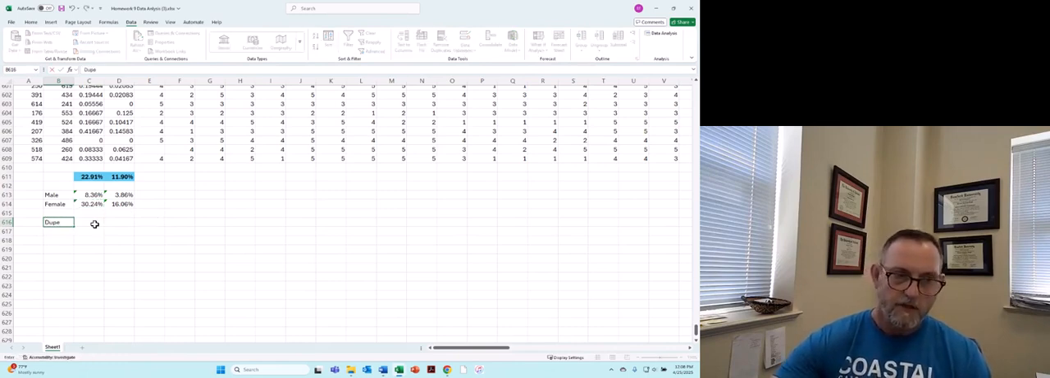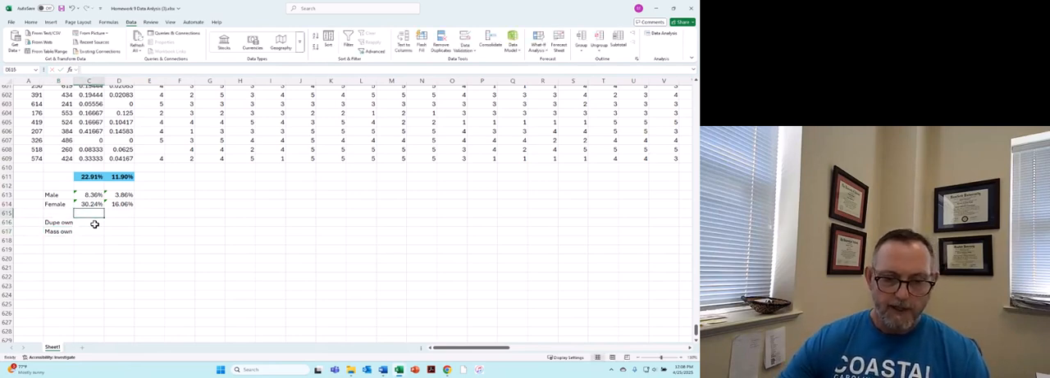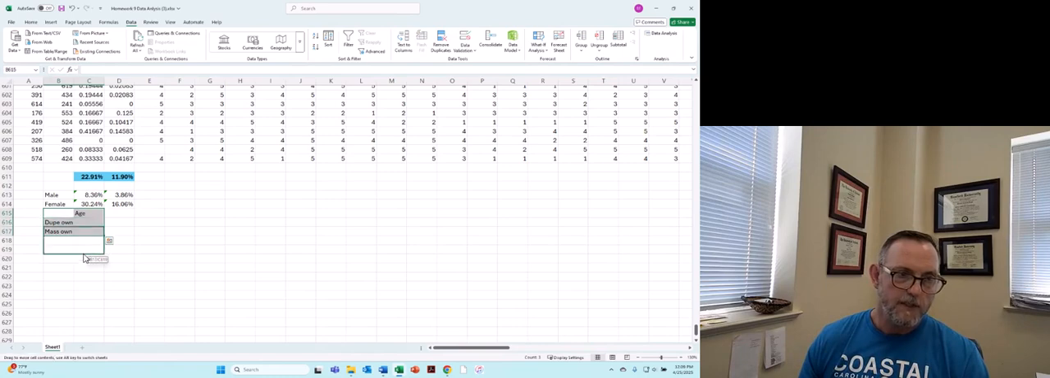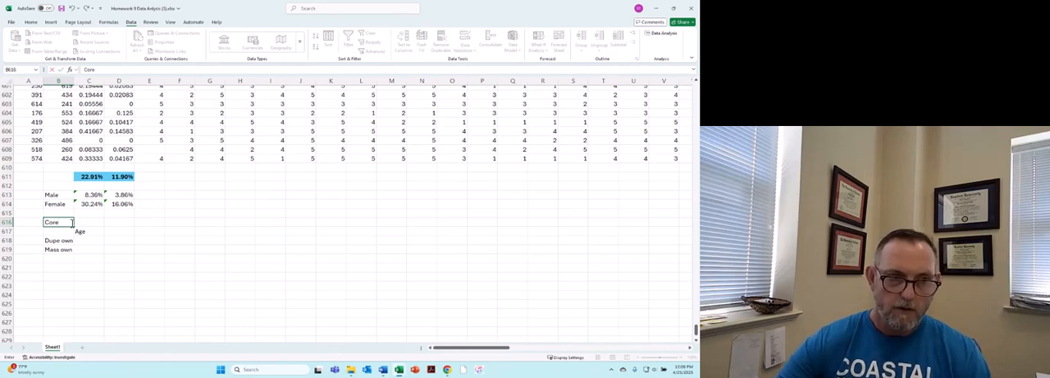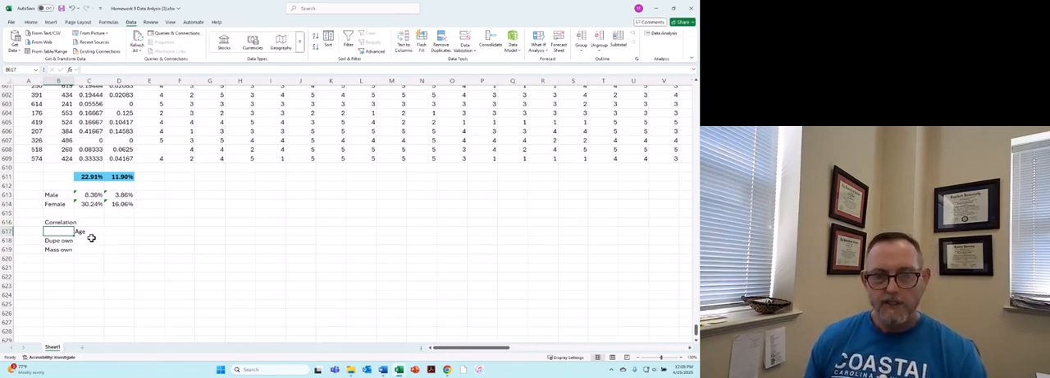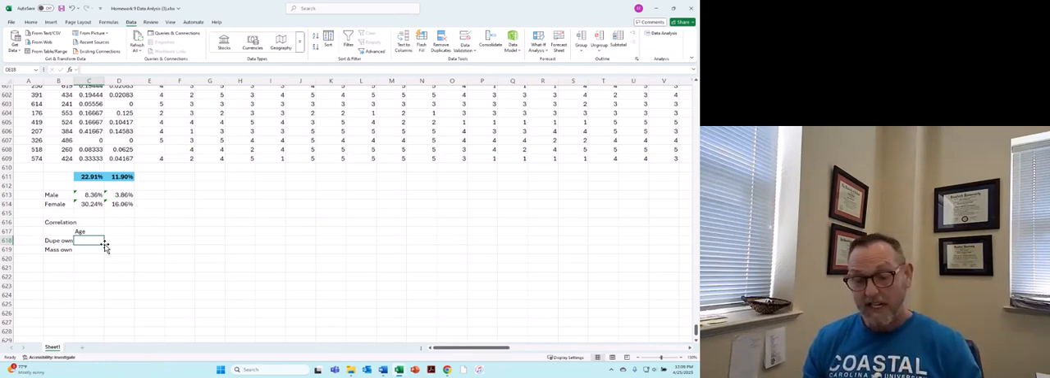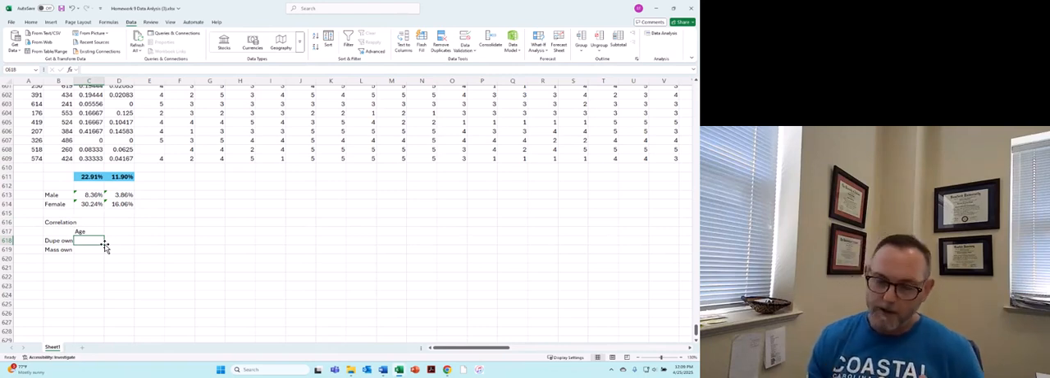So dupe ownership, and prestige ownership, and this is going to be by age, and this is a correlation. I'm going to pull this down just a little bit. Now, when we do correlations, you have to have scale variables, so just remember that interval or ratio scales need to be used. You can't do nominal and ordinal scale types when we do correlations. Typically, there is a bivariate correlation.